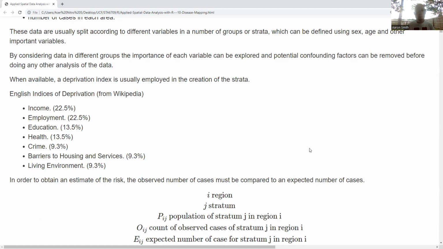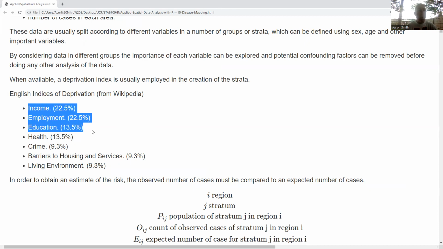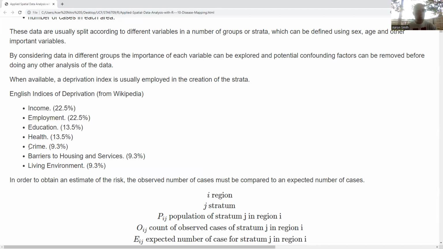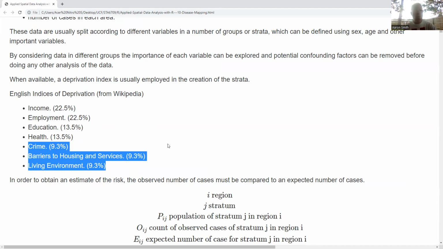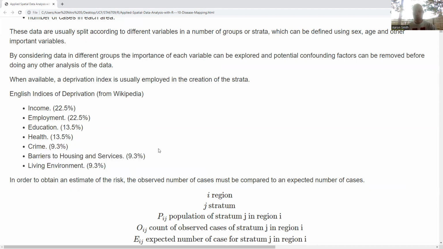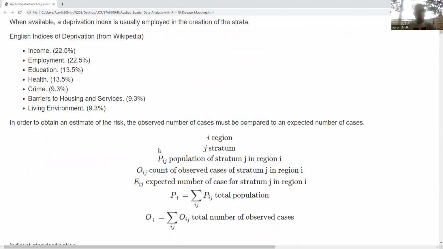Something that can be useful for this type of work is the Deprivation Index, and here's just one example of it. There are multiple variations of a deprivation index, but we take into account income, employment, education, health. These are household levels, and then these are neighborhood levels of crime, barriers to housing and services, and living environments. I copy and pasted this from Wikipedia. There are lots of different indices that we could potentially compute, but this is the one that the textbook talks about.